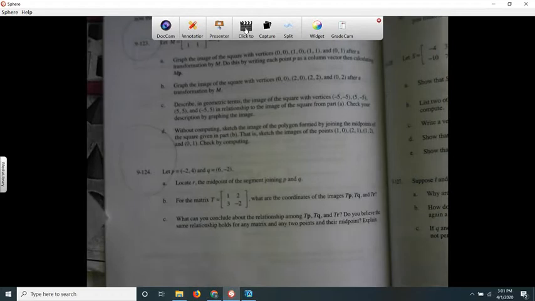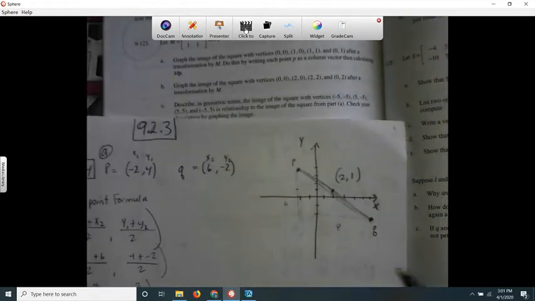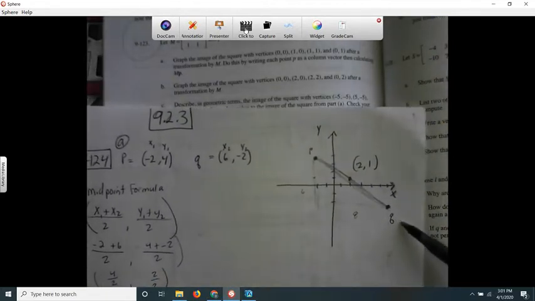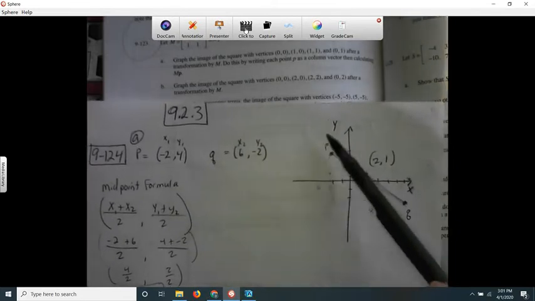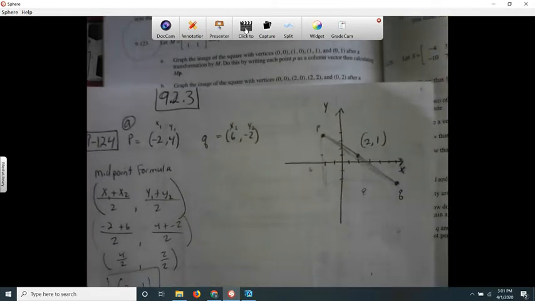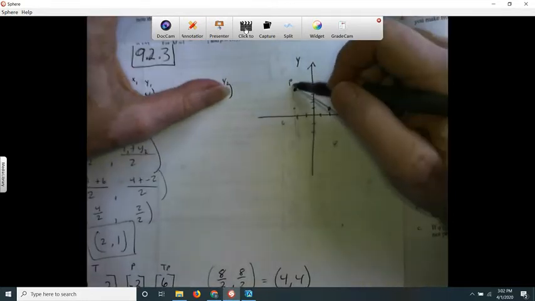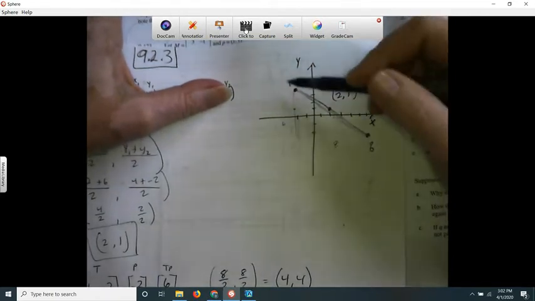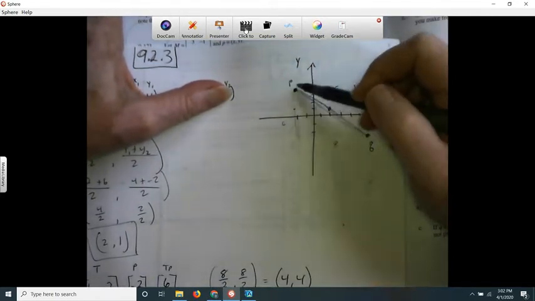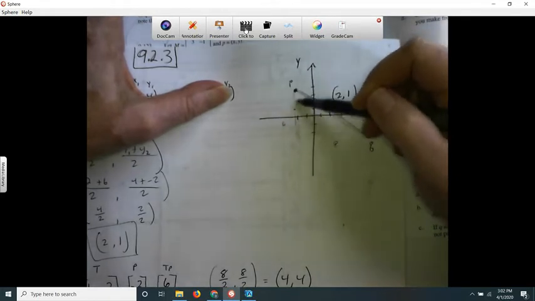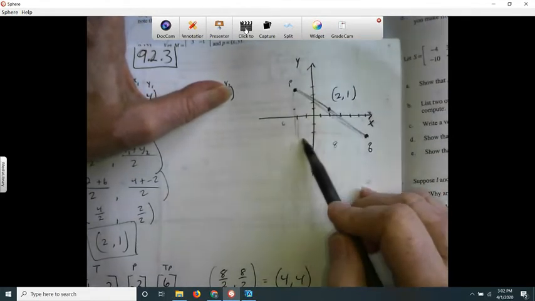So I actually drew P and Q. There's P and Q. And I found the midpoint by just looking at it. I just drew a triangle right here, and I found the midpoint. I saw that from the top to the bottom here, that's 6, and across was 8.